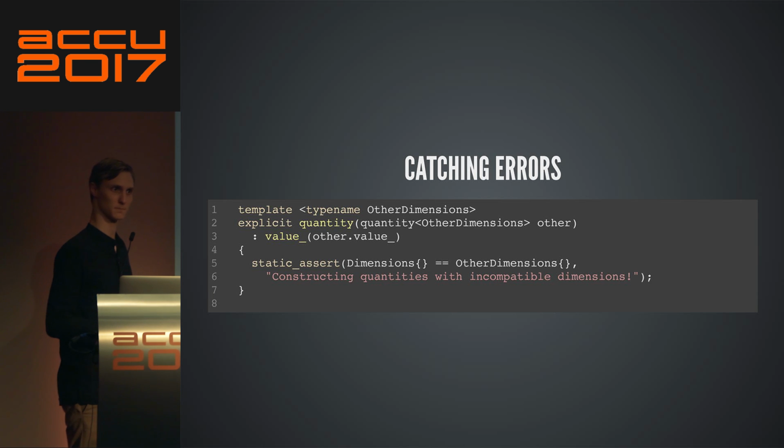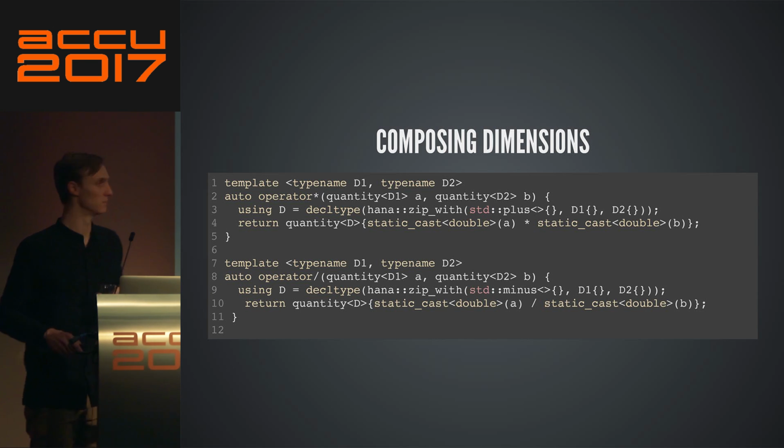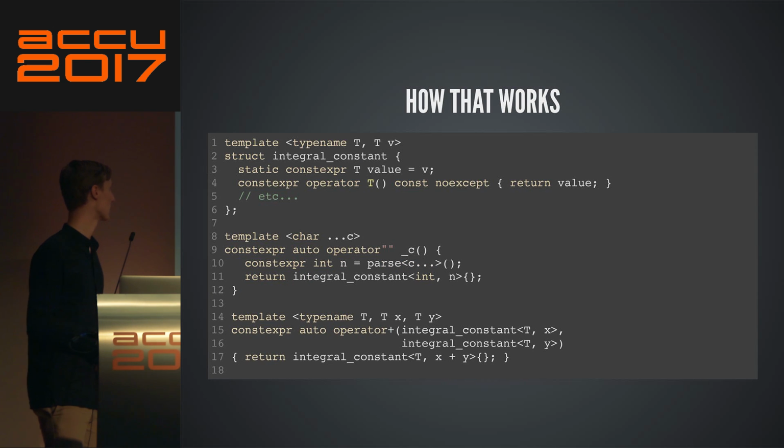Thank you. Okay? So you can compose dimensions. And that's it for this example. Any other question before we move on to a different example? The question is, how did I define Hana plus for the integral constant? Like this, essentially. It takes two integral constants and returns an integral constant with the plus of the values.